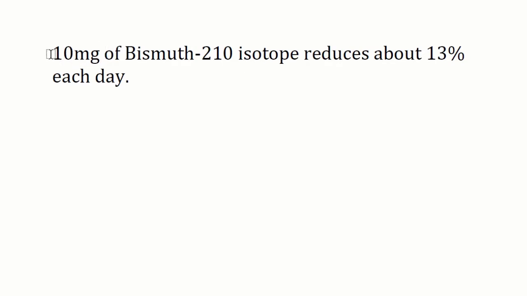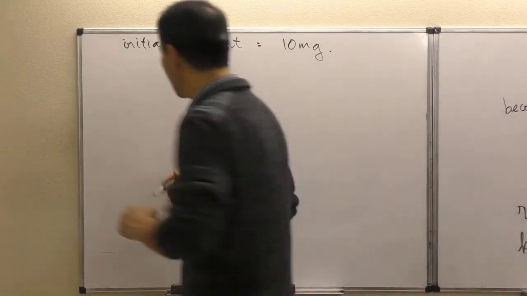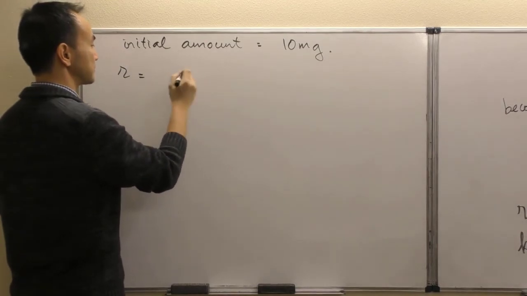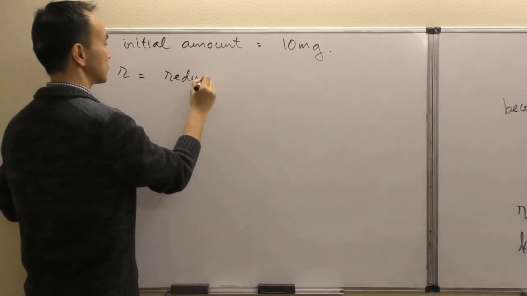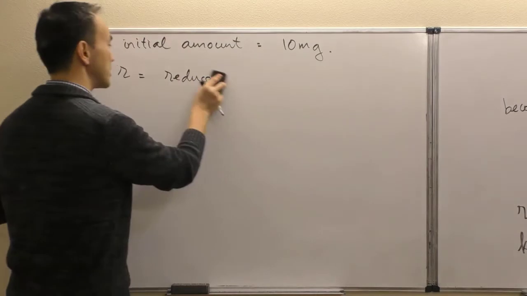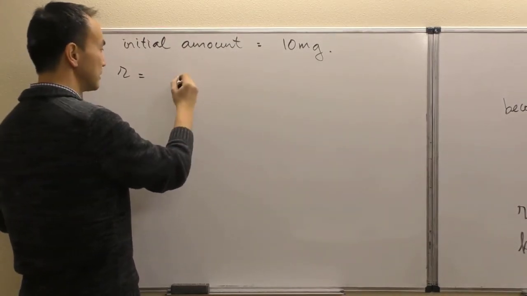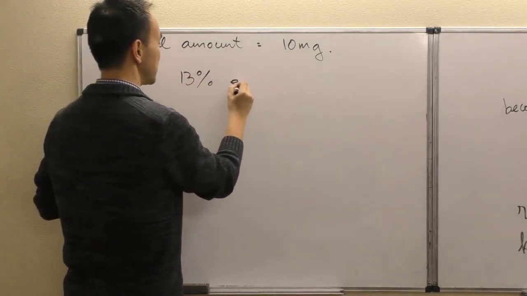10 milligrams, so that's the initial amount, and then it reduces. So this is the rate right here: 13%. It's losing itself about 13% each day. The wording says reduces, but the rate here is not that it reduces, of course it reduces. The rate is how fast it's reducing: 13% each day.